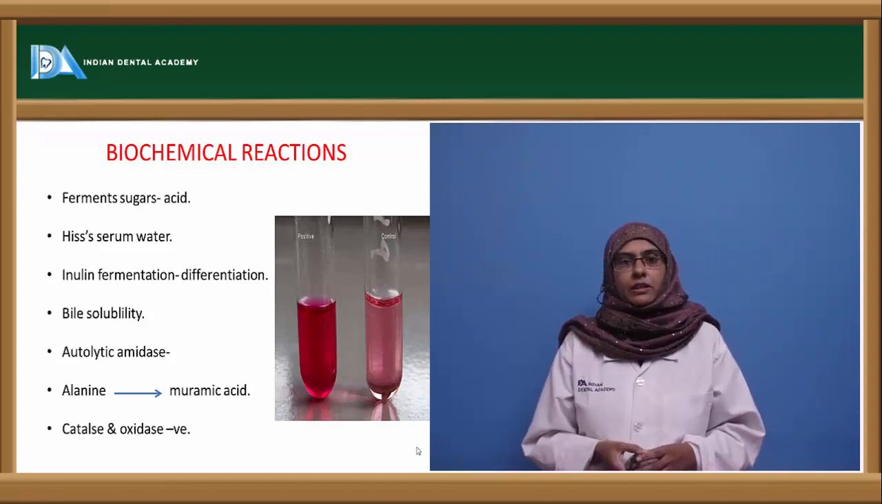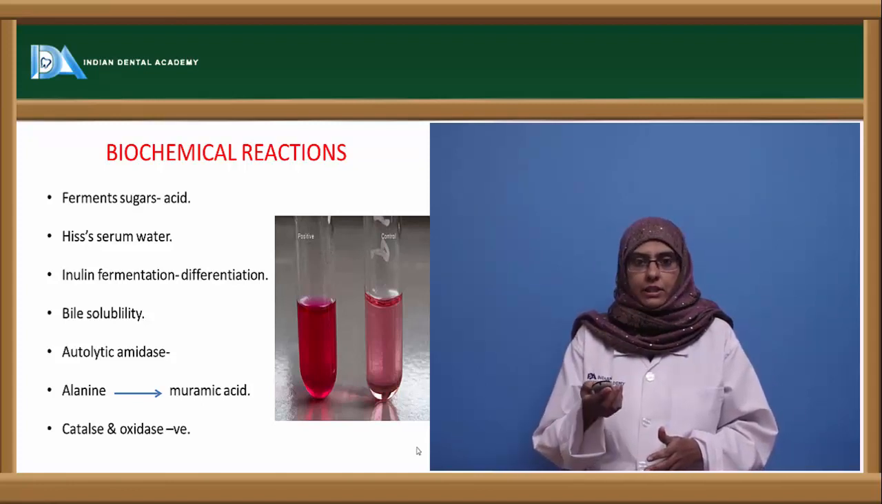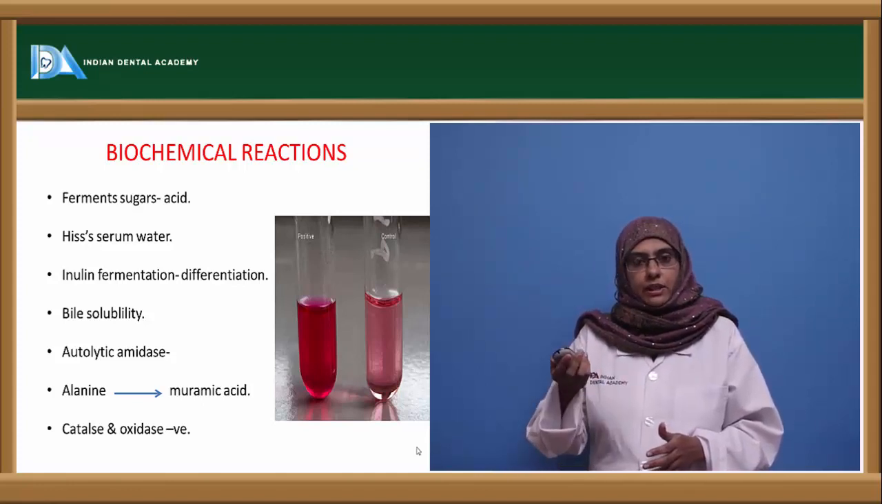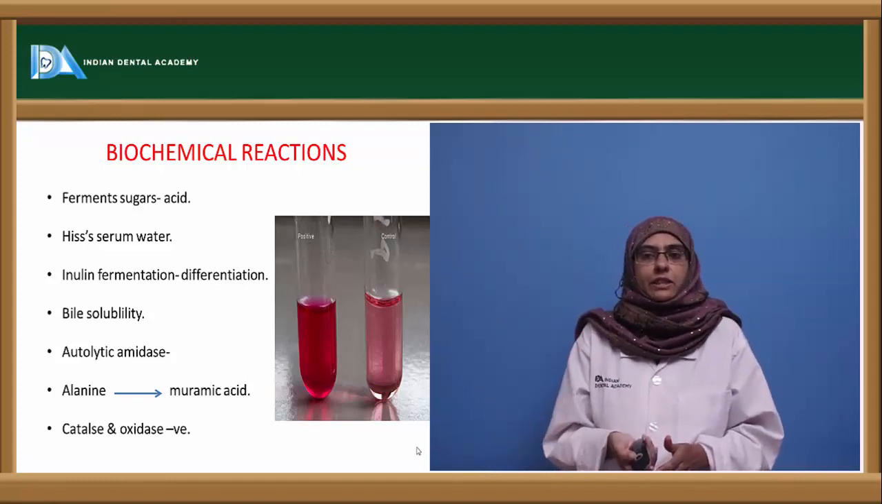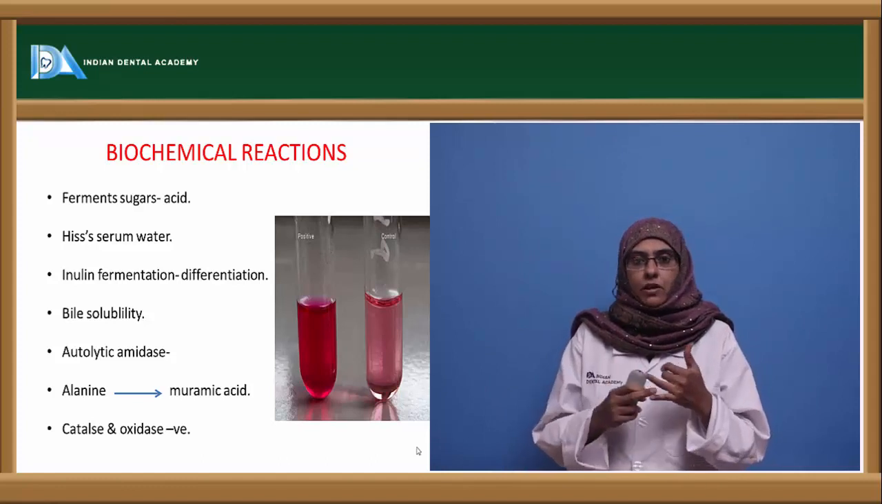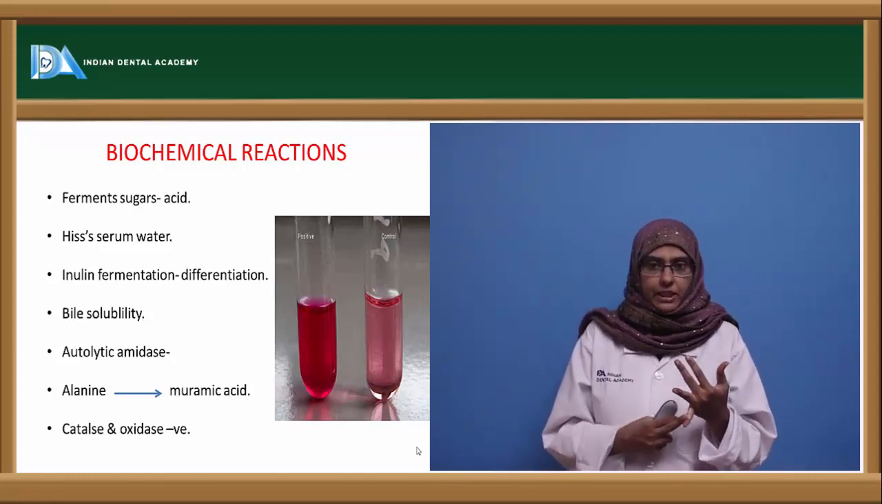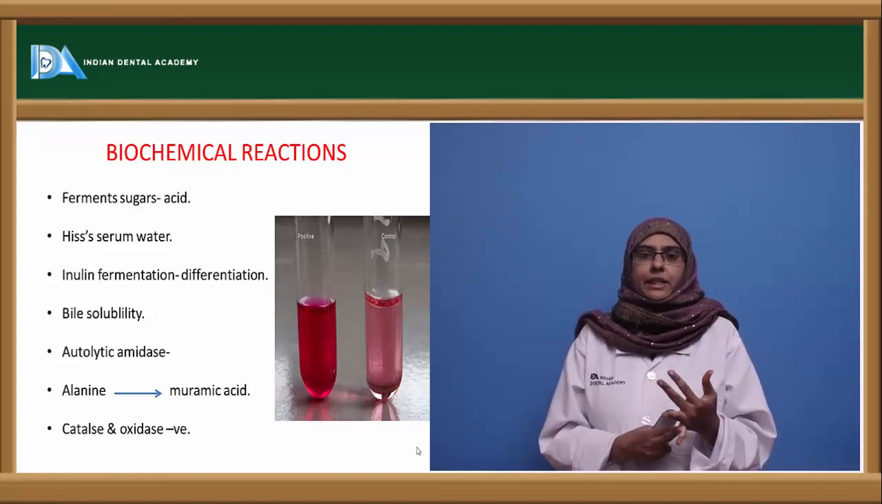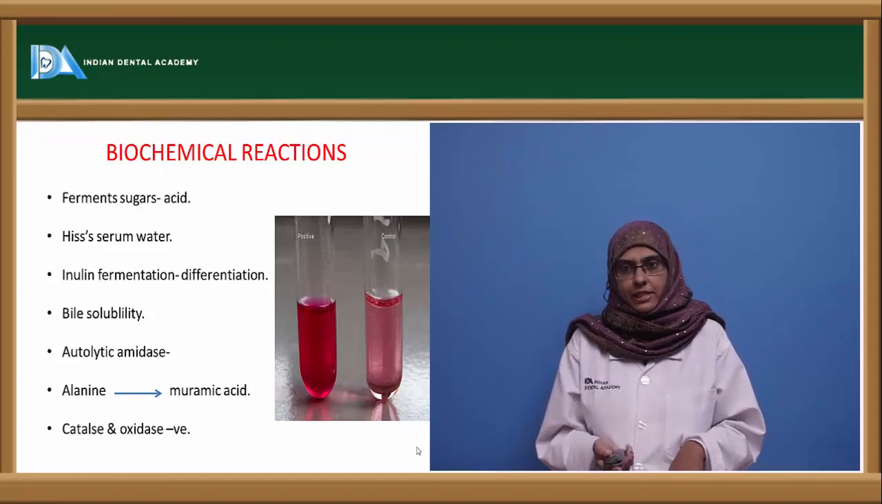Apart from this, this organism is catalase and oxidase negative. That is, you cannot see a positive reaction of catalase and oxidase, which is a characteristic feature of Neisseria. So, how do we identify this organism? It is with the help of fermentation of the sugars, inulin fermentation, and the bile solubility test. These are the three characteristic features by which you can identify the organism in the cultural media.